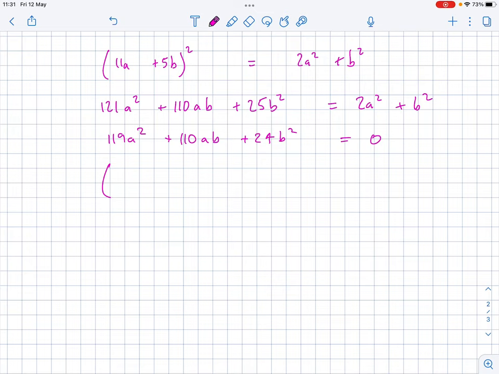Well, it's definitely going to have A's and B's, and they're all going to be positive, so that's a plus, I guess. 119 is horrible, so I'm going to start with the 24. 110 is even, so I don't want to use the 3 and the 8. I'm going to try 4 and 6 and see if it works. And then I've got to try and find something that divides 119.